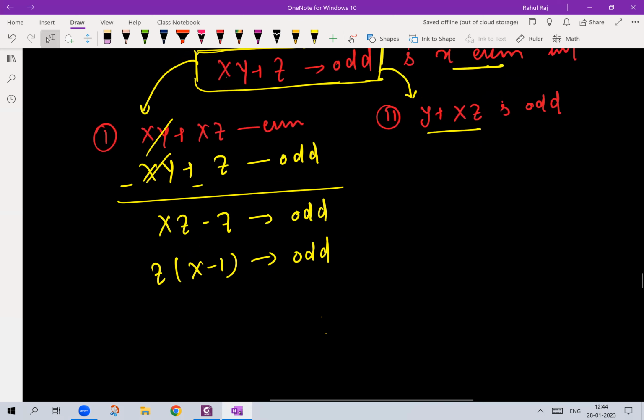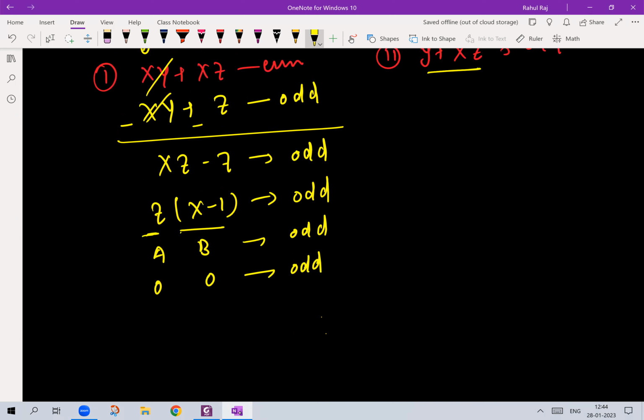That is nothing but a cross b is odd. When is this condition possible? Only when a is odd and b is odd. There is no other possibility at all. Right? It means b should be odd. b is nothing but x minus 1. So for this equation to be satisfied, x minus 1 should be odd. If x minus 1 is odd, x is equal to odd plus 1. That's even. So this is sufficient.